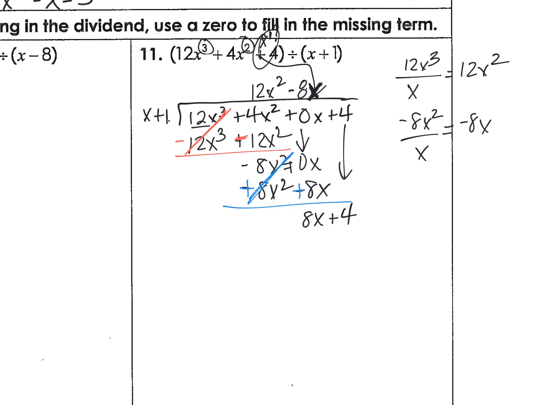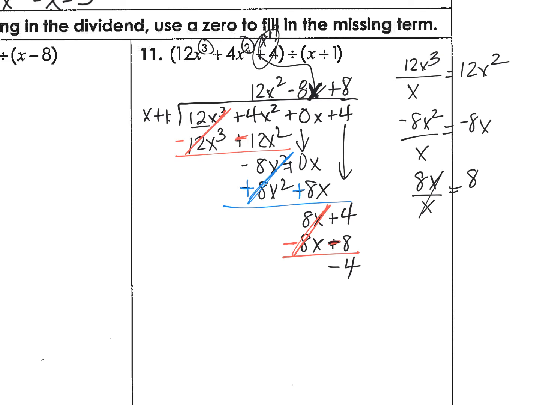Okay, so now 8x divided by x is just 8, so plus 8 goes down here at the end. Multiply it out, 8 times x is 8x. 8 times 1 is 8. Change our signs, positive becomes negative negative. We're subtracting. 4 minus 8 is negative 4, and we're done.